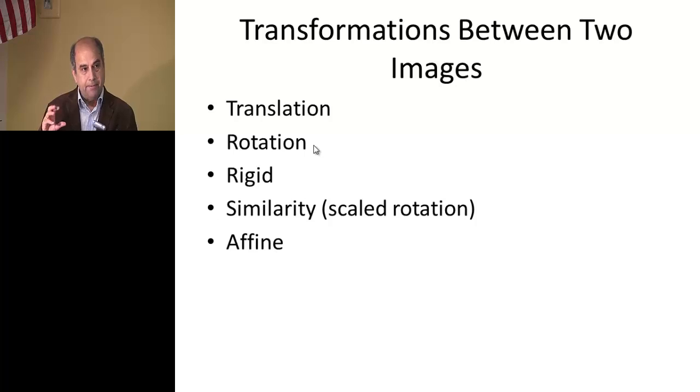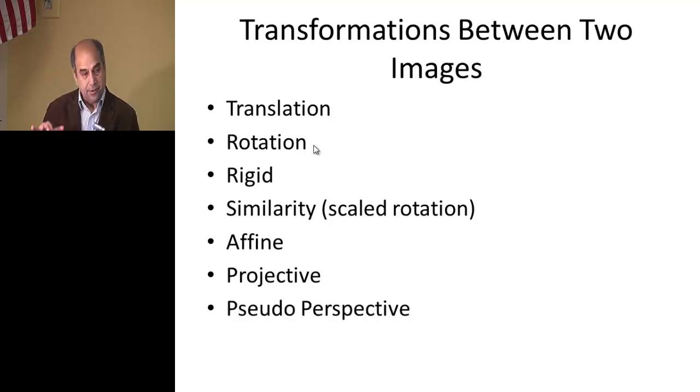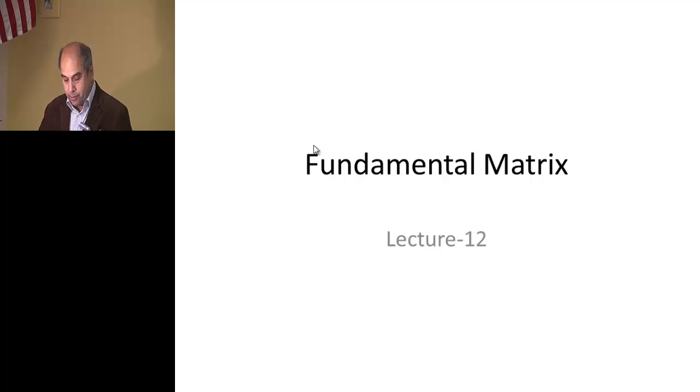So we have the affine transformation with the rotation and scaling matrix which has four parameters, then you have translation, so you have six parameters. And then the more general case is a projective transformation which has eight parameters, and affine is a special case of projective. We also looked at the linearization of projective, which is an approximation of the projective transformation, like pseudo-perspective and bilinear and so on.